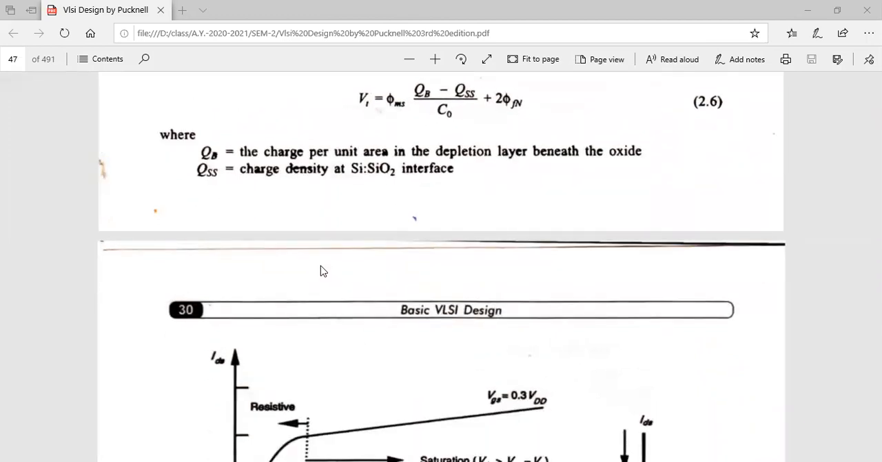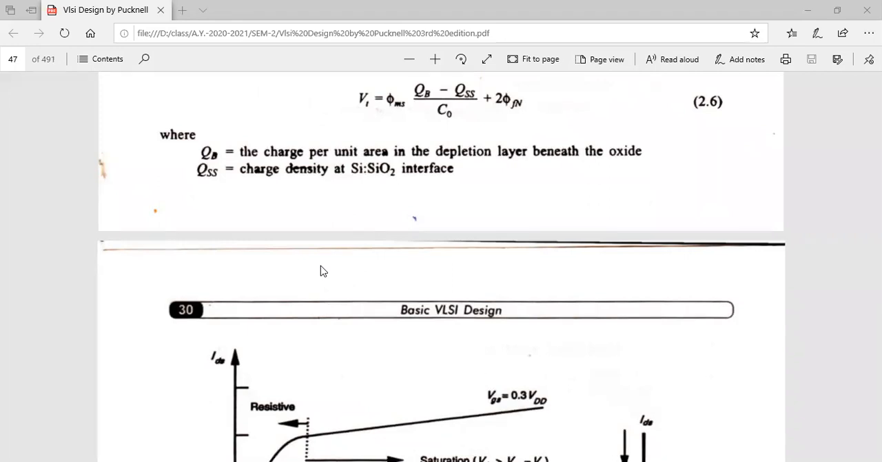QB is nothing but the charge per unit area in the depletion layer beneath the oxide. That means almost in the channel area. Oxide here in the sense means silicon dioxide.